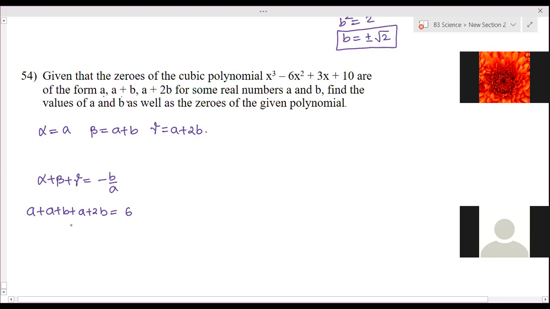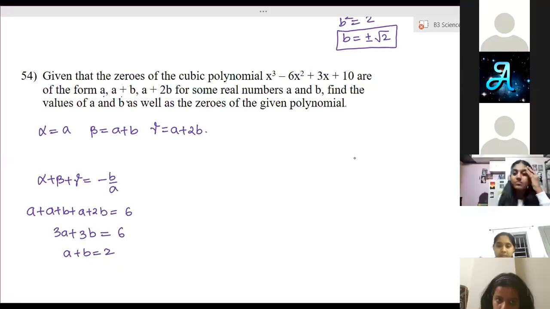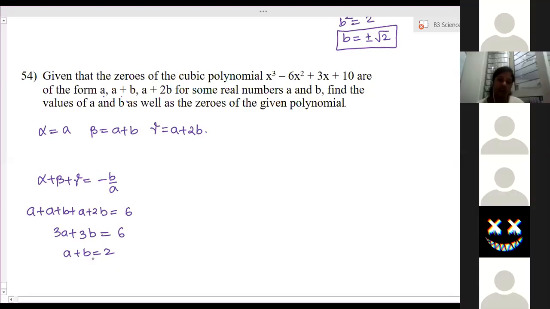Clear? Yes, ma'am. 3A plus 3B is equal to 6. Therefore, A plus B is equal to 2. Can we write this? Yes, ma'am. So what is the value of B? We will get it here: 2 minus A. Make this as equation 1.